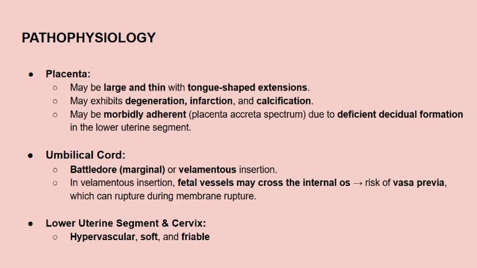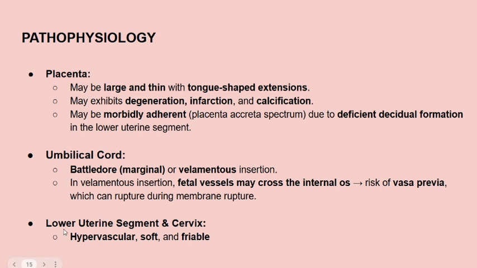So there are some pathological changes that occur in patients with placenta previa, mostly around the placenta. The placenta may be large and thin. It may have tongue-shaped extensions. There may be evidence of degeneration, infarction, calcification. They tend to have morbidly adherent placenta, that is unusually attached to the inner surface of the uterus, which is the endometrium. The umbilical cord can have some abnormal formation, such as the battledore or the filamentous insertion.